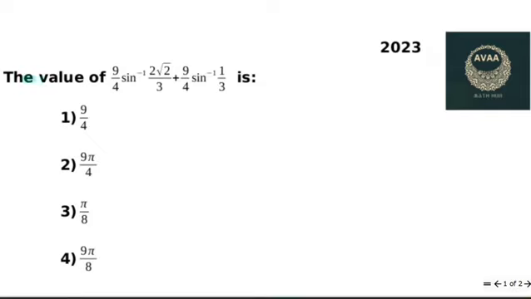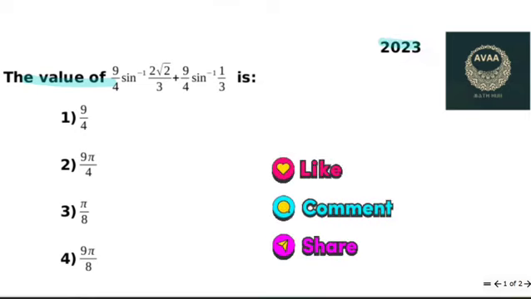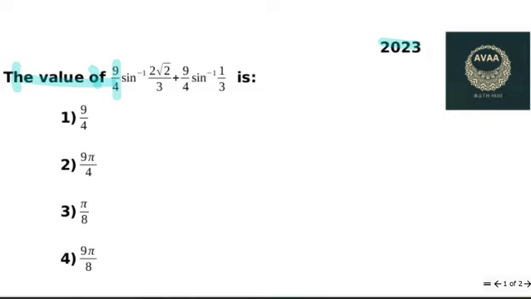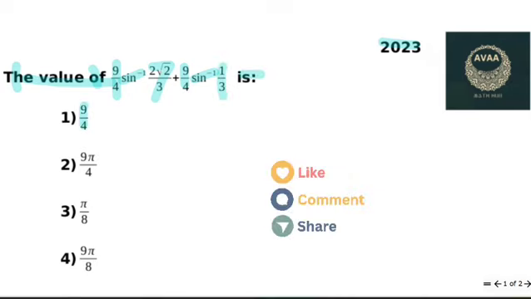Here's another inverse trigonometry question, picked from the year 2023. It says: the value of 9/4 sin inverse of 2 root 2 over 3 plus 9/4 sin inverse of 1/3 is. The options are 9/4, 9 pi over 4, pi over 8, 9 pi over 8.